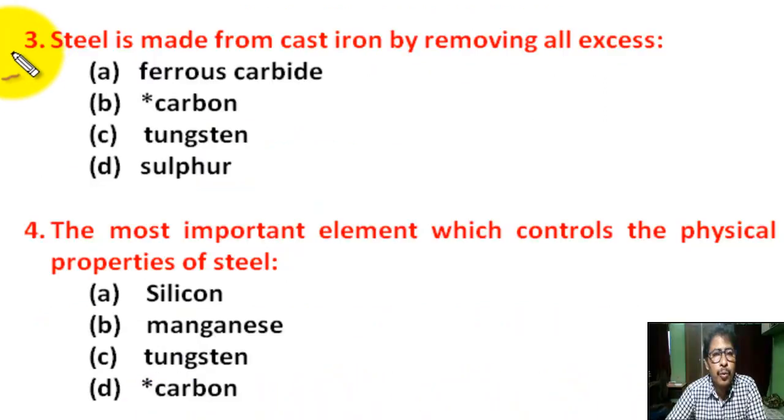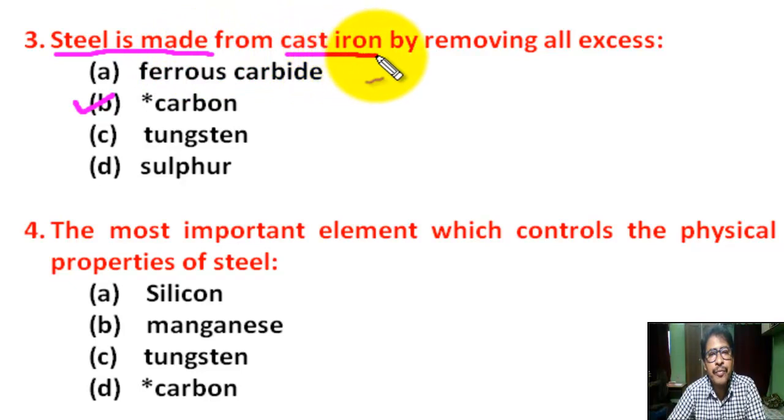Okay. Question number 3. Steel is made from cast iron by removing all excess. There are 4 options. Correct answer is B. Steel is made from cast iron by removing all excess carbon.